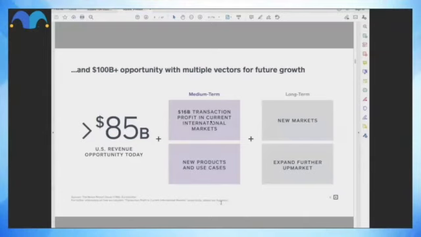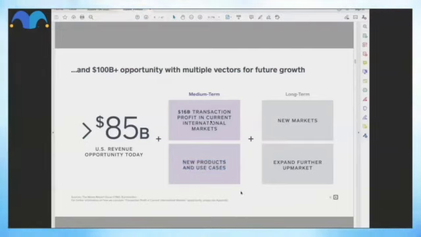It was funny, Matt, when I was looking through these slides, I expected a little bit more insightfulness into how they were growing, but really this is it. They say the $100 billion market opportunity, 85 billion in the US. It's really split out between 16 billion in transaction profits from the current international markets that they're in. And oh, by the way, there's this box called new products and use cases. That's it. That's their growth strategy.